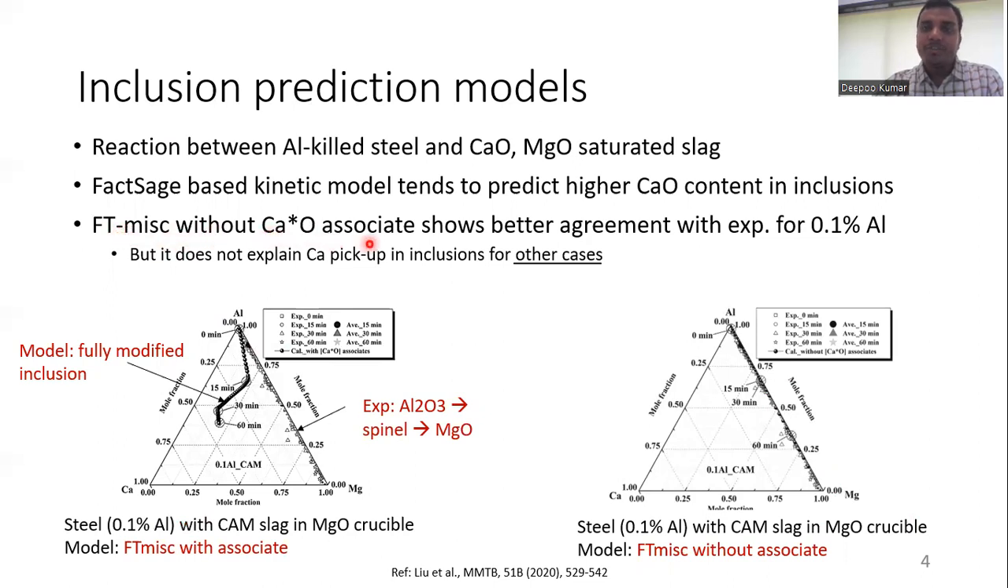As you know, in the FTMISC database, the steel oxidation is modeled using the associate solution model. So you have a calcium-oxygen associate, an aluminum-oxygen associate, and then a magnesium-oxygen associate, etc. When this calcium-oxygen associate was ignored, you can find there is a better agreement between model and experimental result. The model is now also along this binary line, which is good news. However, ignoring this calcium-oxygen associate does not explain calcium pickup observed in some other cases, which is discussed on the next slide.